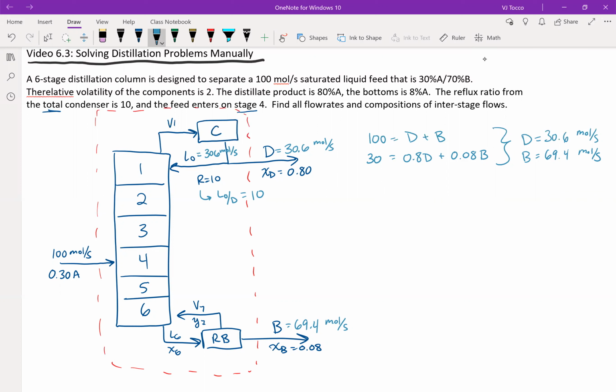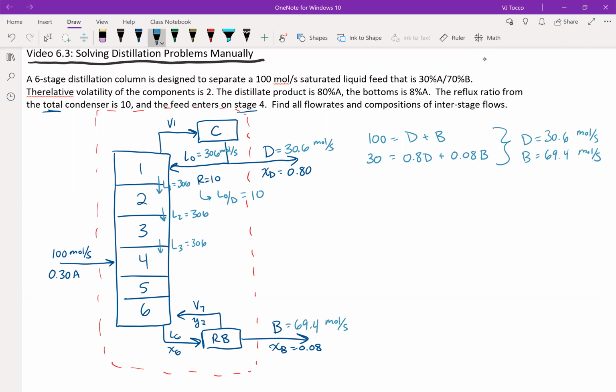Now that I have L0, I also have all the other L's too. So I've got L1 is equal to 306, L2 is equal to 306, so on and so forth. All my liquid flow rates all the way up until I hit L4.